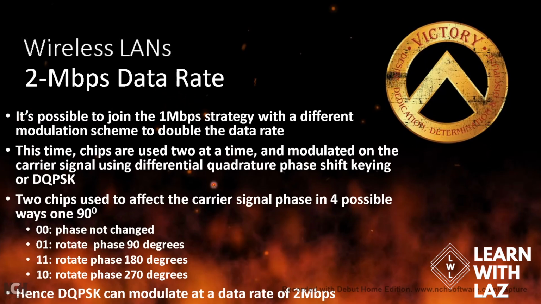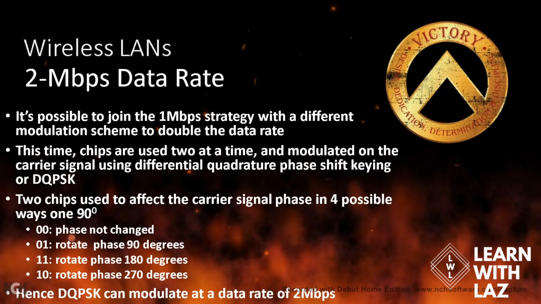Now here we use something, I know you're gonna freak out: differential quadrature phase shift keying. I know I did when I first heard it. So it actually gives you a 2 megabits data rate, and instead of using just zeros and ones, it uses 2 bits, like 0 0 or 0 1.